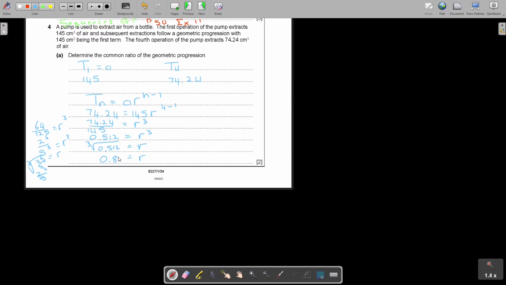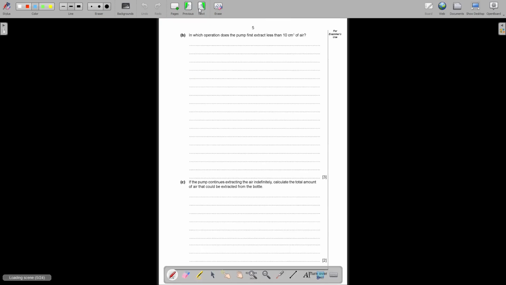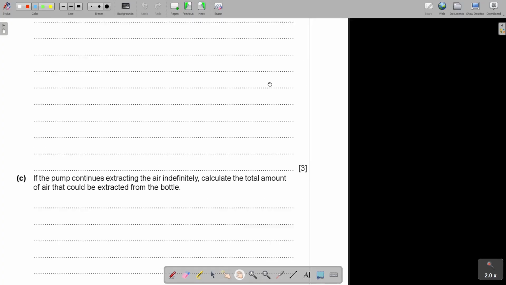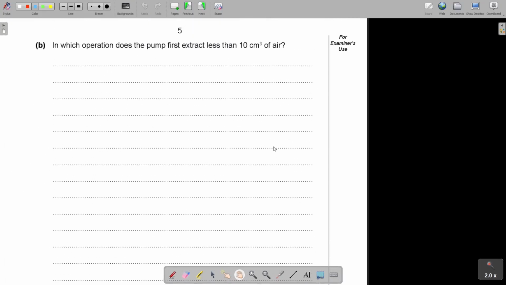I'm first going to finish the whole question, and then I will go to the exam report, because it's not such a challenging question. Okay, let's go to the next one. In which operation does the pump first extract less than 10 cubic centimeters of air? And again, it's a geometrical progression. So, again, it's a GP.